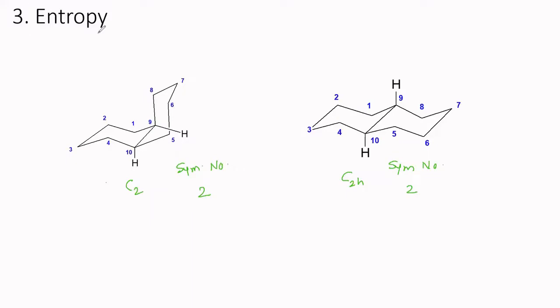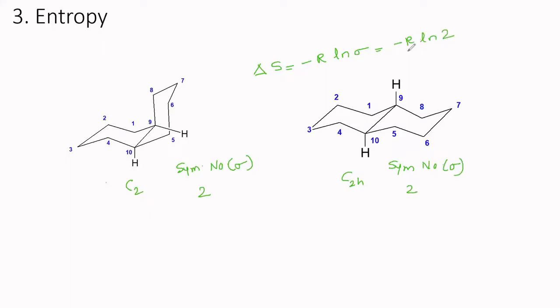Now for calculating this entropy we are going to use a formula. Entropy is denoted by symbol S. So delta S is equal to minus R ln sigma. Now sigma is nothing but your symmetry number. So what is the symmetry number of both? It is 2, so when I put it here, this is minus R ln 2.